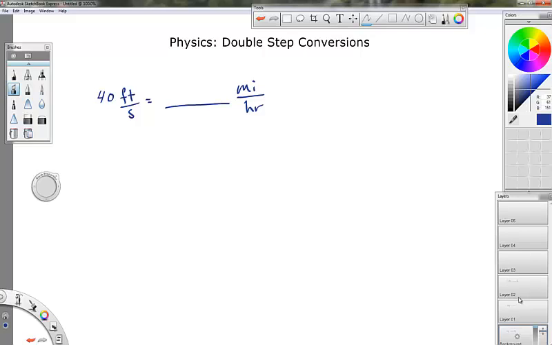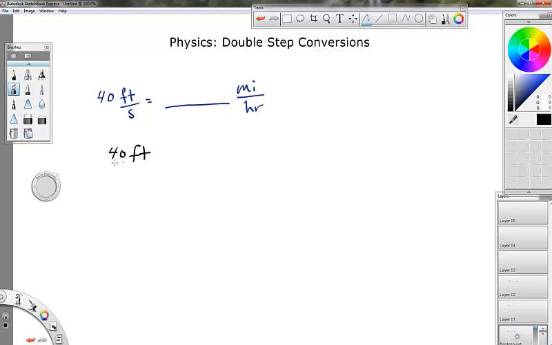Here we go with double step conversions. Physics students, this is a skill you got to know right here. We have 5 minutes. Let's do this. All right, I'm going to do some black because that's an exciting color. And 40 feet per second to miles per hour. These velocity conversions, you have to have this. Here's how you do it.